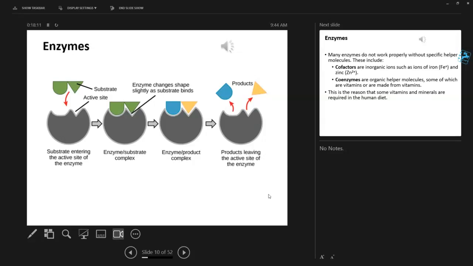And now the enzyme is not used up in this reaction. It's ready to grab another substrate molecule, break it in half, and then another one, and then another one. It can do this hundreds or thousands of times per second. So these are very, very efficient molecules. And so a lot of chemical reactions in our bodies would just not happen without enzymes.